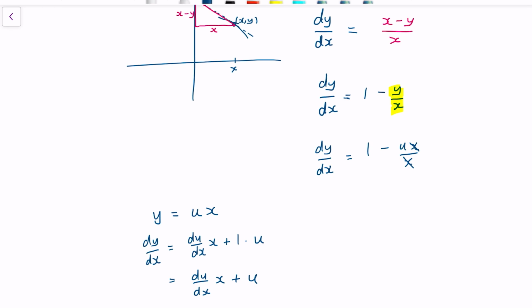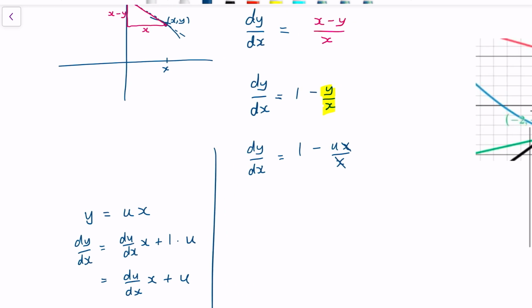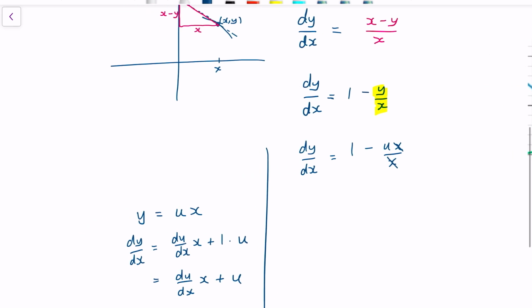Okay, so if I go back to my differential equation, oopsies, I'll just hide that graph. I've made the graph for what this actually looks like. So du dx times x plus u equals 1 minus u, and then we can simplify that, do a little bit of rearrangement. Something's gone wrong here. What is the something that's gone wrong?